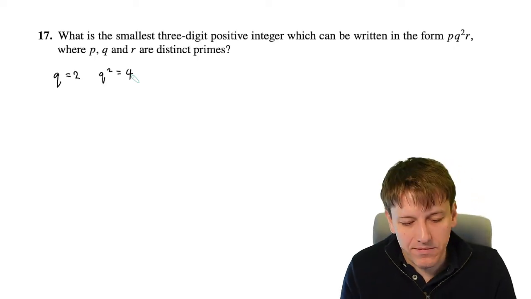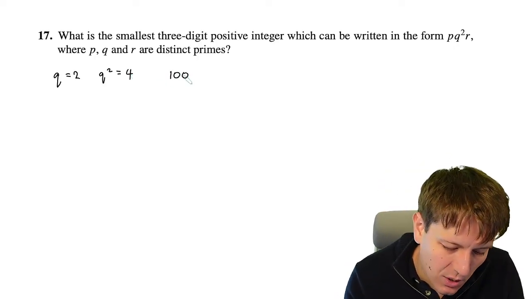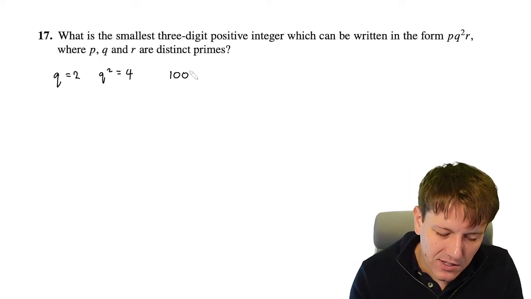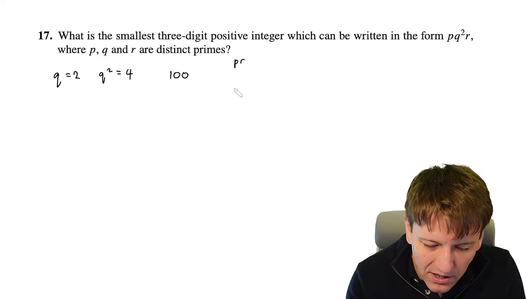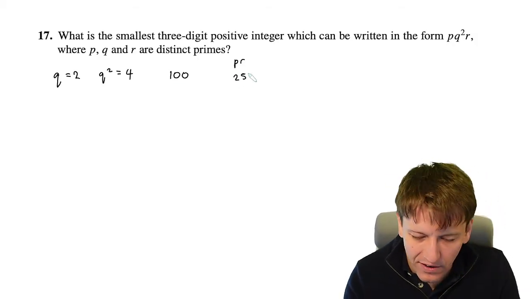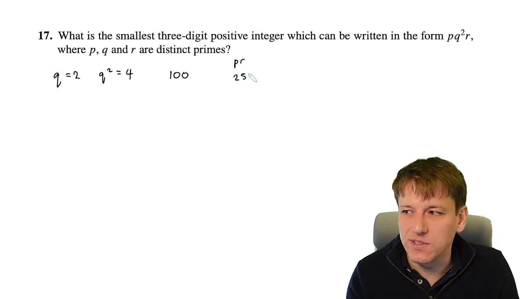So I need a 3-digit integer, so it's going to be at least 100. So if I start with 100, I can think about, well, what would that mean for p and r, right? So p times r then would be 100 divided by 4, which would be 25, and I can't have that as a product of 2 distinct primes.